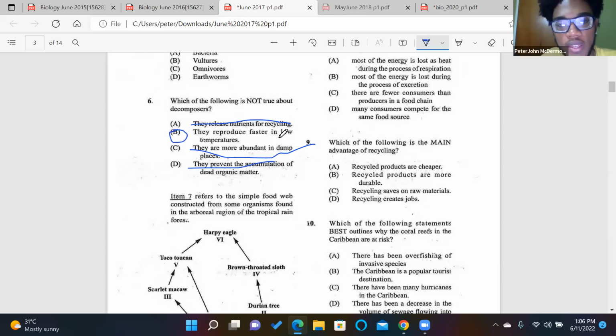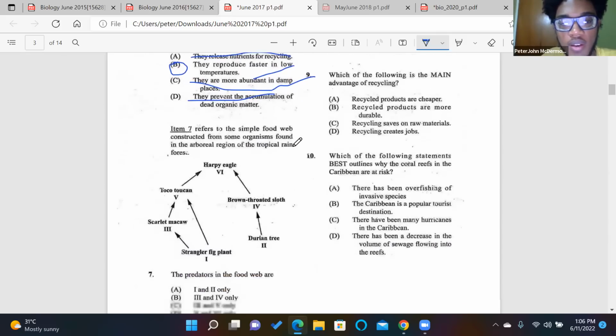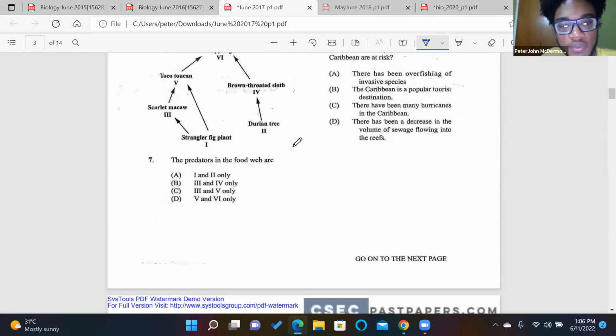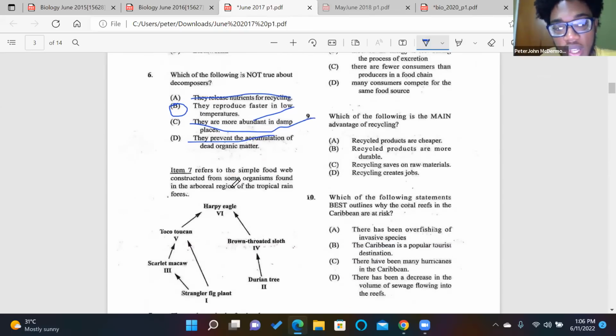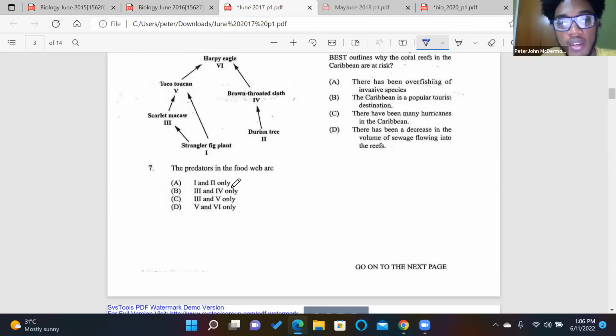Things don't reproduce faster in lower temperatures. That's just not how things work. Low temperatures are not optimal for life, and life involves reproduction. So things do not reproduce optimally at low temperatures.